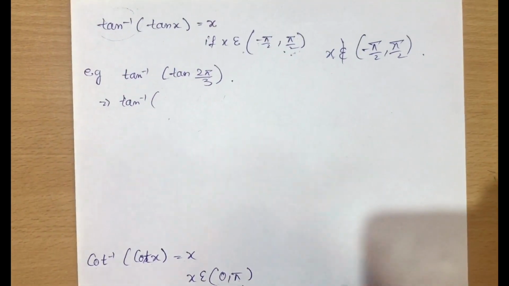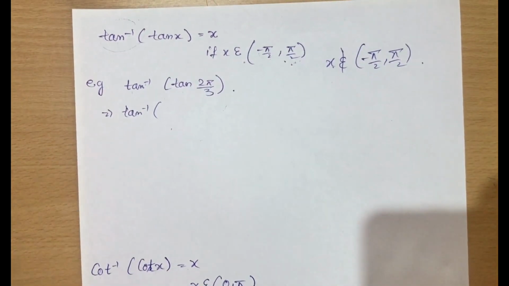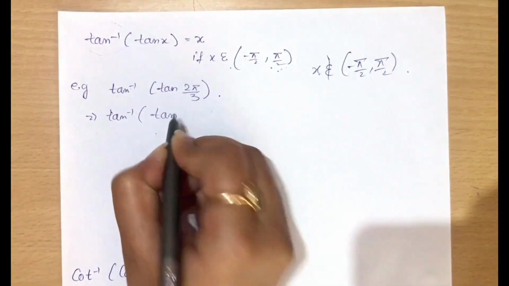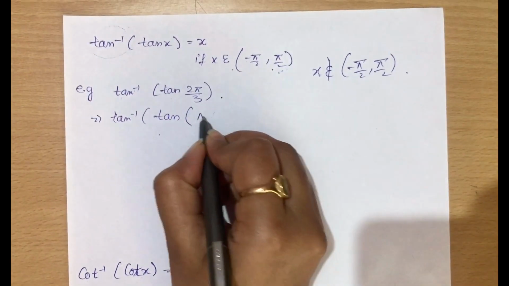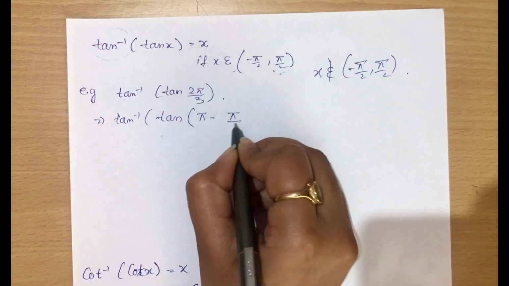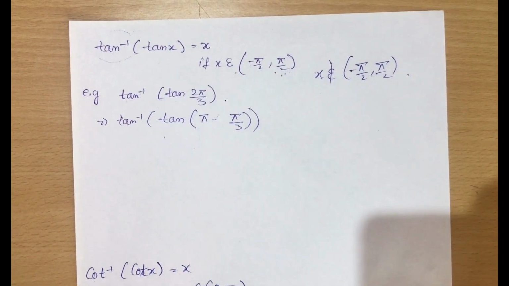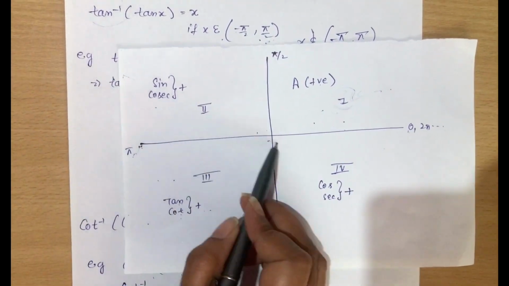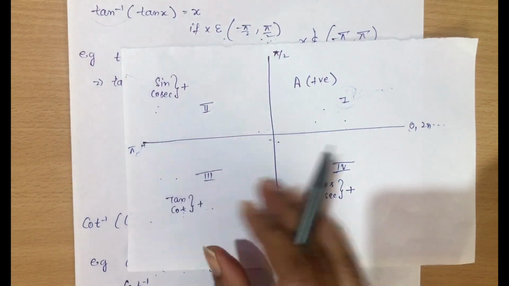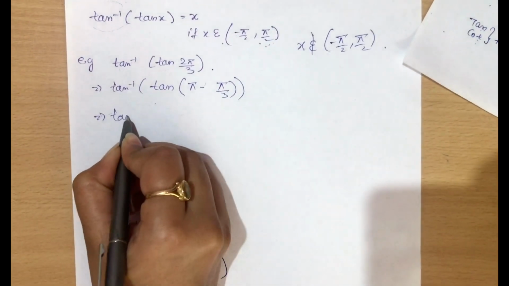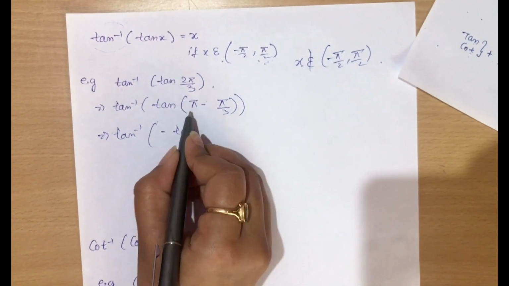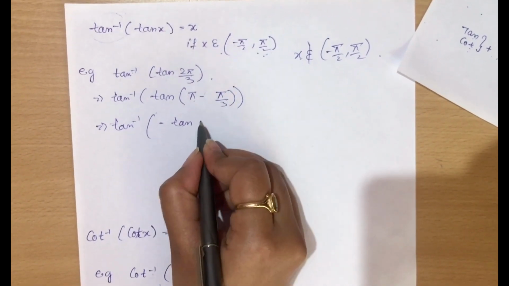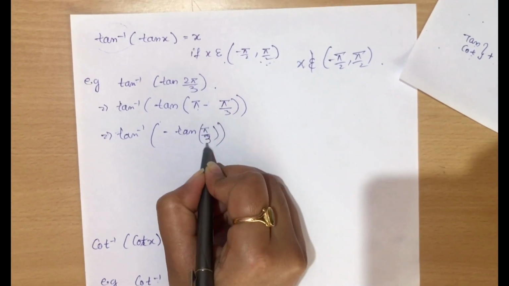For example, if you have tan inverse tan 2 pi by 3, we have to reduce this value first. So 2 pi by 3 is equal to pi minus pi upon 3. Okay students, and what is tan of pi minus pi by 3? This is pi minus pi by 3, which lies in the second quadrant, and in the second quadrant your tan is negative, so this is tan inverse of minus tan. With pi, no transformation occurs, so tan remains the same, and your theta is pi by 3.